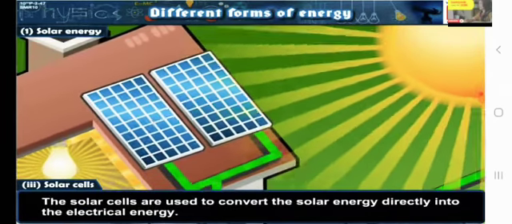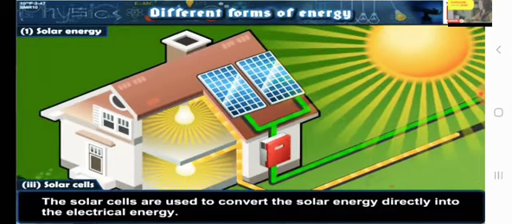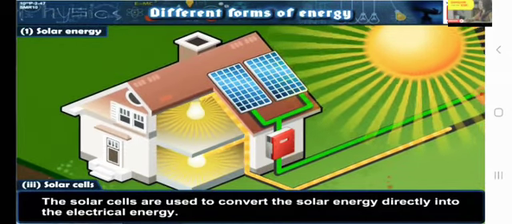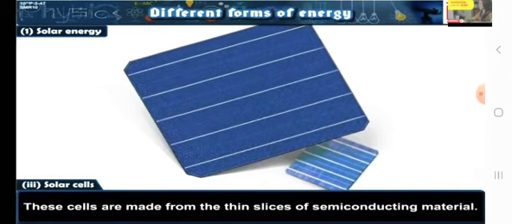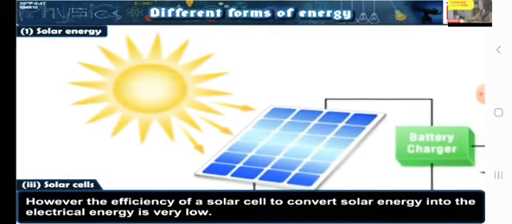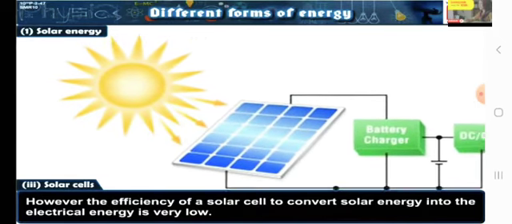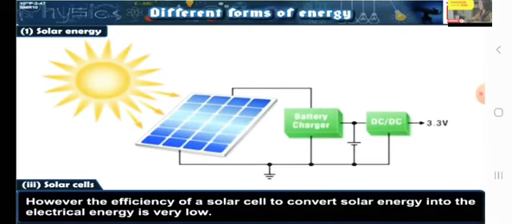Third, solar cells are used to convert solar energy directly into electrical energy. These cells are made from thin slices of semiconducting material. However, the efficiency of a solar cell to convert solar energy into electrical energy is very low.